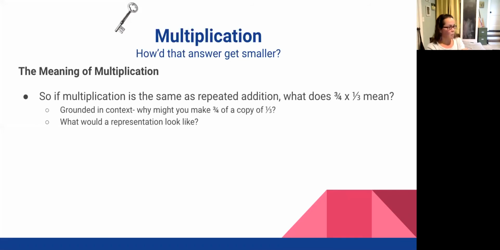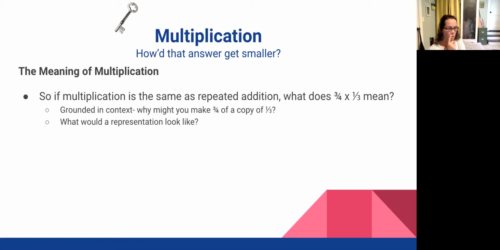So, if multiplication is the same thing as repeated addition, how does that connect then to 3/4 times 1/3? This should always be grounded in context, just like everything. But just take a second, write in the chat, why might you make 3/4 of a copy of 1/3? Or what might be a situation that makes sense to students? So scaling a recipe, definitely. So I don't want to make my whole recipe, I want to make part of it. We've been doing a lot of that work with ratios this year.